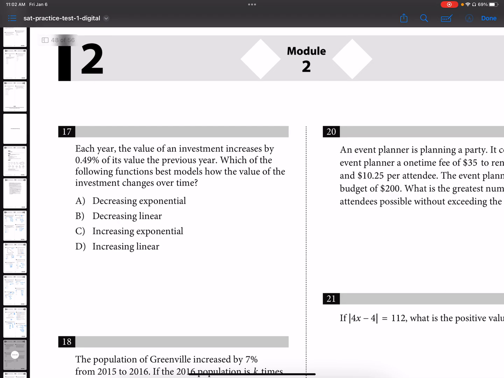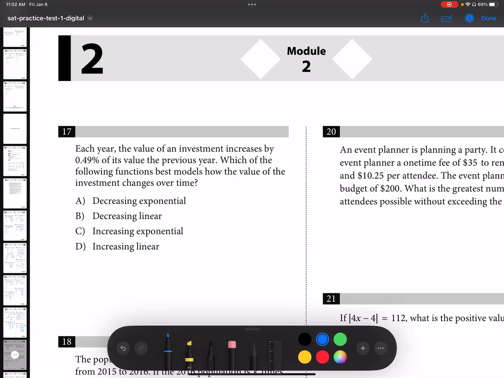Okay, 17. Each year, the value of an investment increases 0.49% of its value the previous year. Which of the following functions best models how the value of the investment changed over time? I already know that because it says increases, I can take out A and B from the choices. Now we can see that it's not a linear increase because it says 0.49% of the previous value. It doesn't say the starting value. If it were linear, then it would be the starting value. So that means C should be the answer.